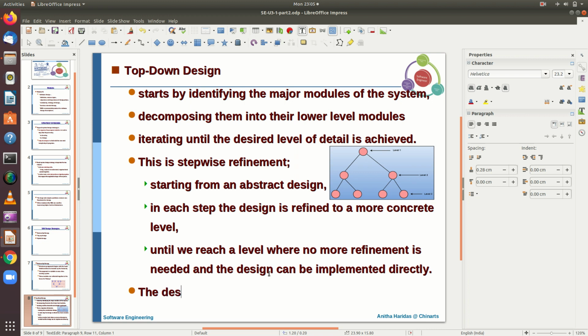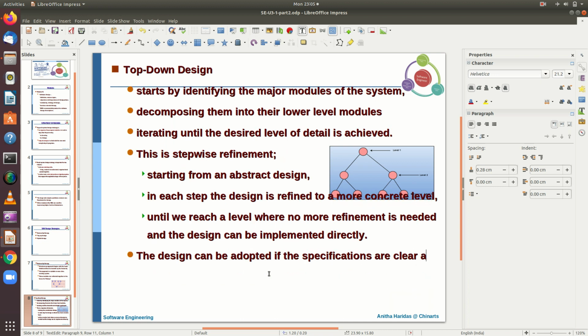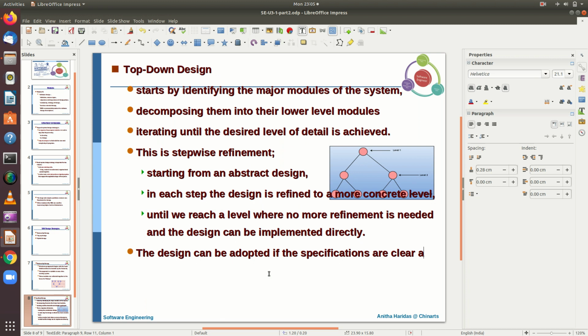The design can be adopted if the specifications are clear and the development is from the scratch. So this is one of the important points that you have to remember.